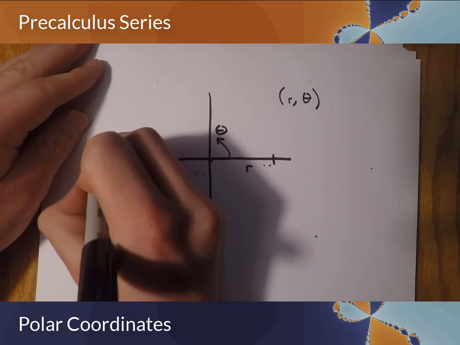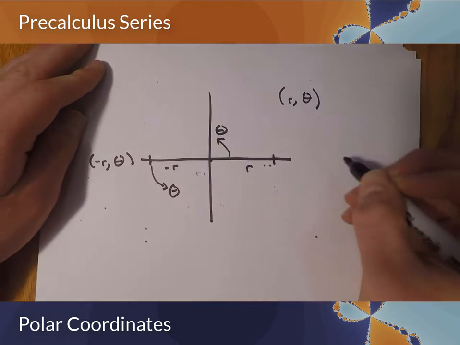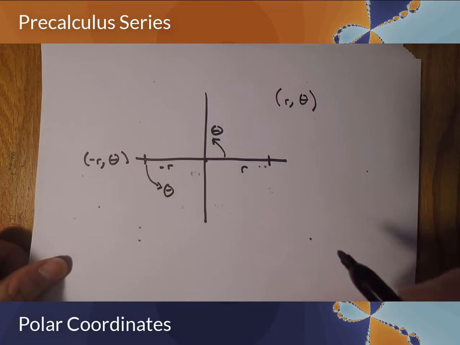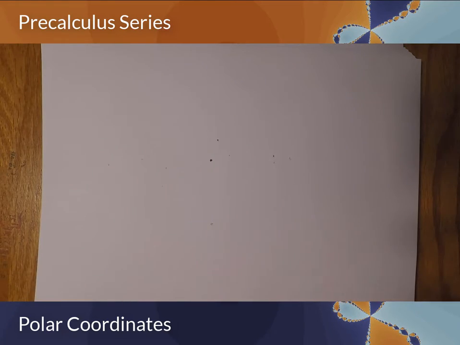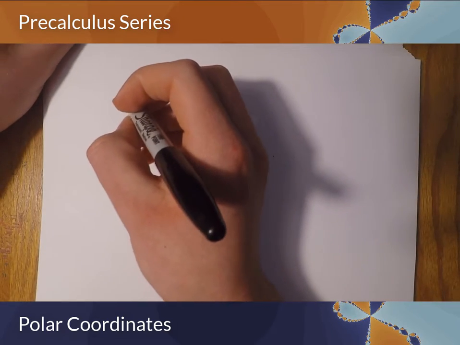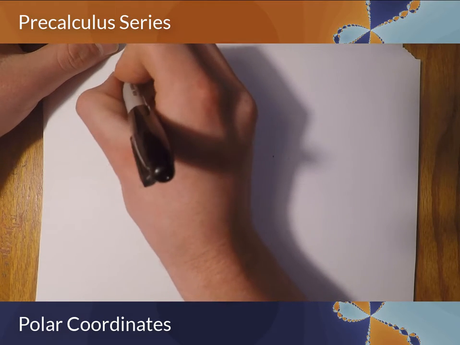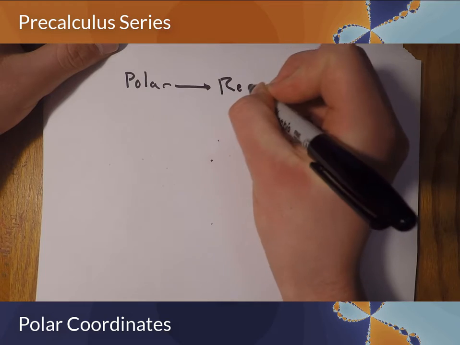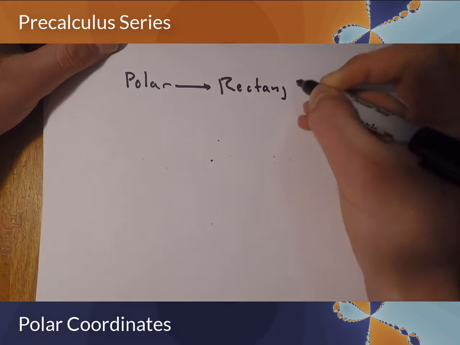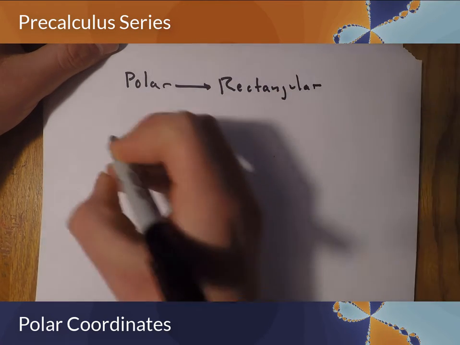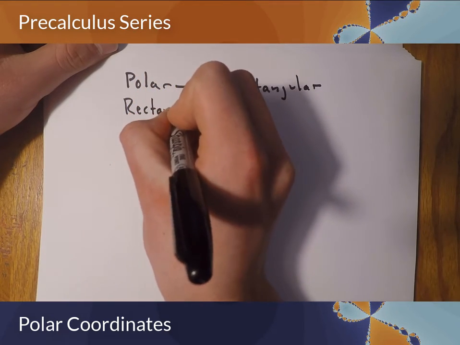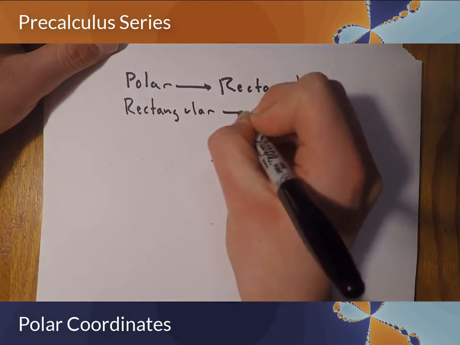So this would be like -r theta. All right? So that's kind of how you summarize polar coordinates. Now, what if they gave you a problem where you needed to convert polar to rectangular coordinates and vice versa? So polar to rectangular, rectangular to polar.